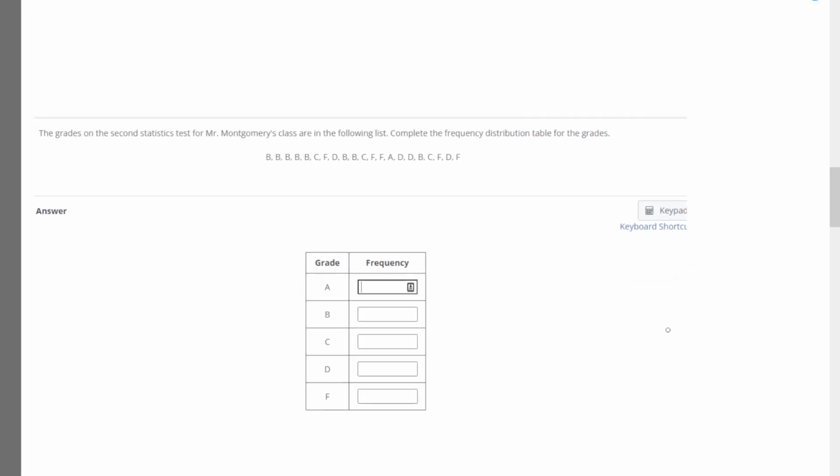This one wants us to complete the frequency distribution table for the grades, and that is basically where we go through and count how many there are for each one. So let's start with A. There's just one A, and then we'll go next to B. 1, 2, 3, 4, 5, 6, 7, 8. There are 8 B's. 1, 2 C's. Oh, 3 C's. I missed one. And then 5 F's. And then 1, 2, 3, 4 D's.